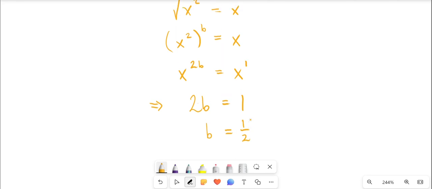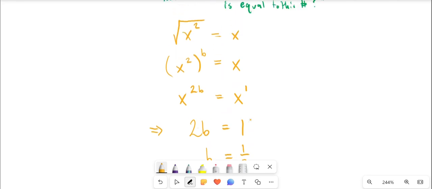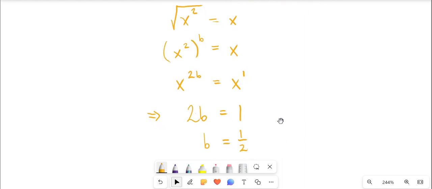And so this is going to be our meaning for a fractional exponent. It's going to do the same thing that a square root does. A 1/2 power is just a square root of something.